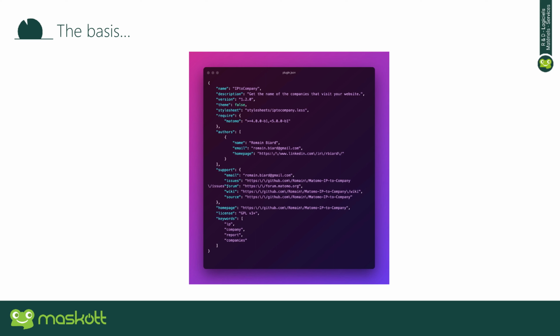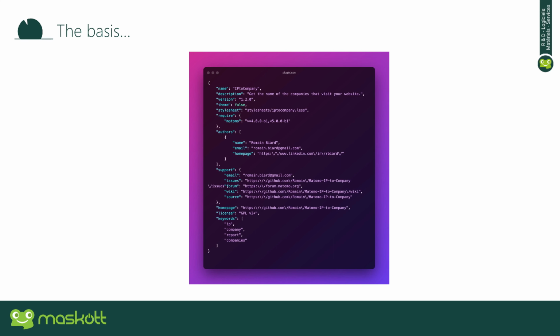We have a basic description of what your plugin is. So you have the name of your plugin, the description of your plugin, the actual version of your plugin, the root style sheet to use, and the version of Matomo that your plugin supports. You have a description of the authors and everything needed to contact you if there is an issue with your plugin or if people want to contribute. You can describe everything in this section.